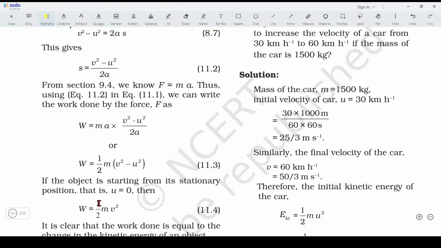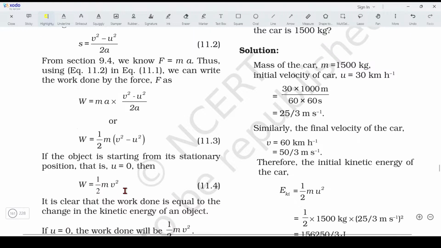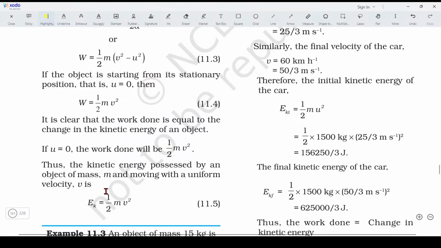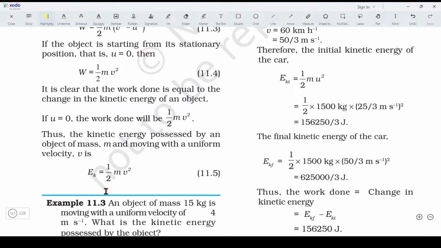Now, what does that mean? If the object is moving with this velocity v, that means it has already got this much amount of energy, right? Because someone has spent this much energy to get the velocity till here, obviously all this energy will be with this object. So what exactly is this kinetic energy? That is half m v square.